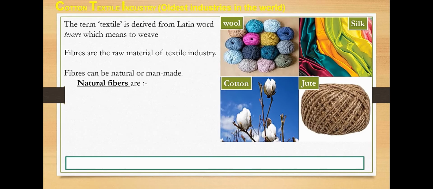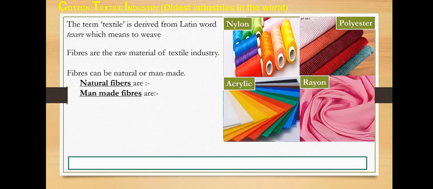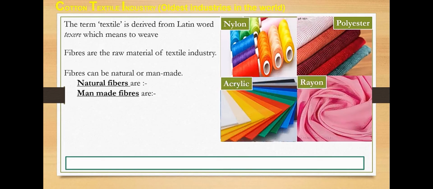Natural, you already know, we get from nature: wool, silk, cotton, jute. For example, cotton we get from plants, silk we get from cocoons. Then what are the man-made fibers? Those we produce manually: nylon, polyester, acrylic, rayon. So these are the two inputs for the cotton and textile industries, natural fibers and man-made fibers.